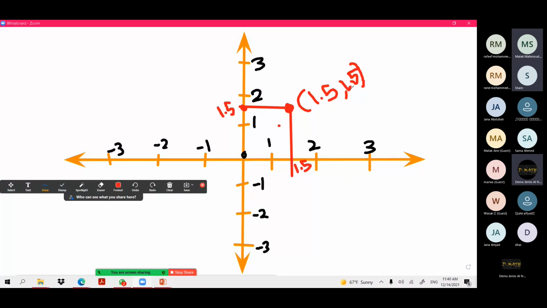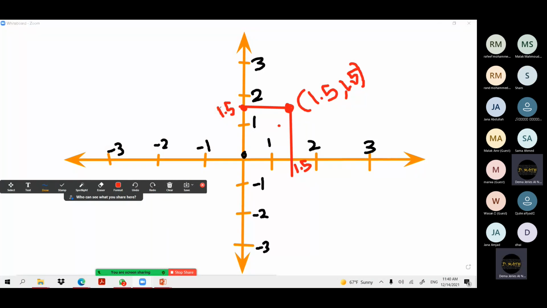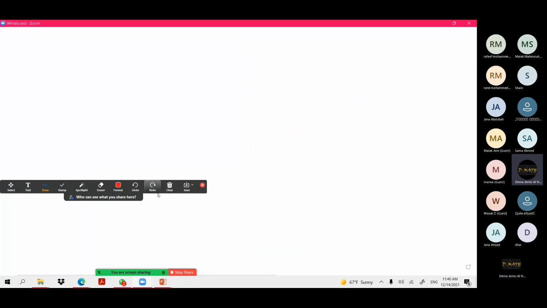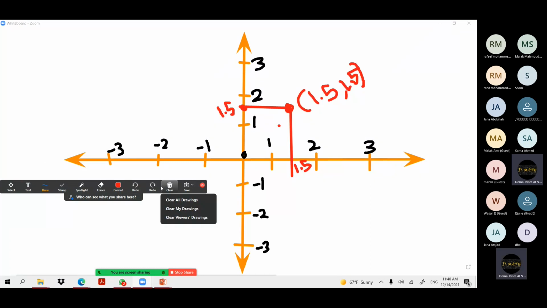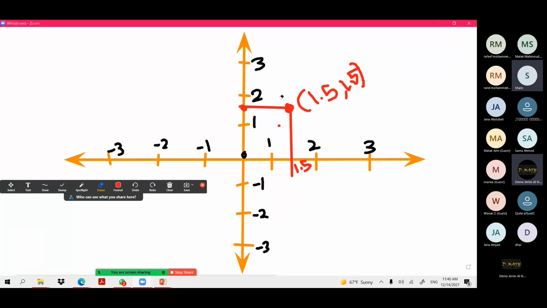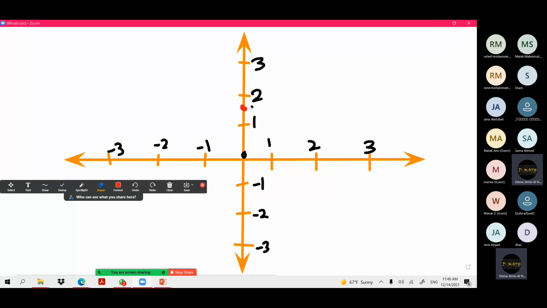Okay, teacher, how about the fraction? It's the same. Can you show us about the fraction, please? Even if it was between 2 and 3, we would write 1.5. No, 2.5.